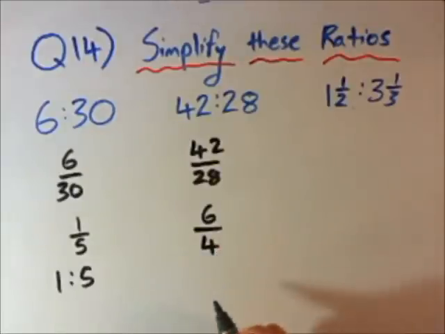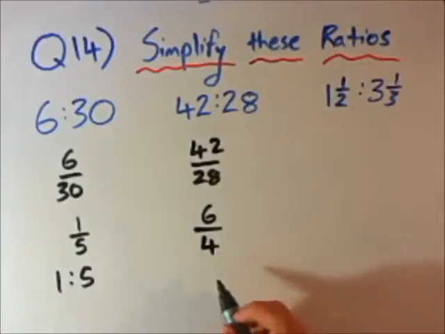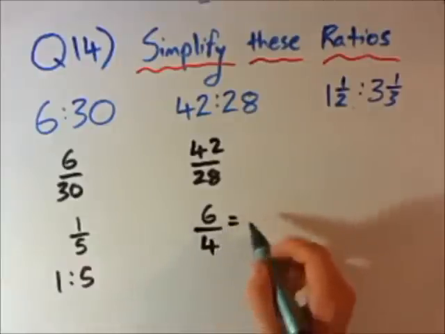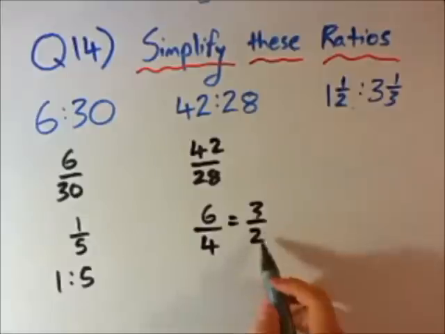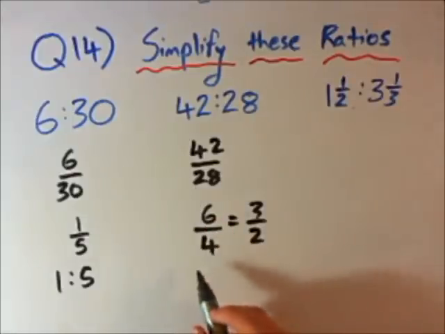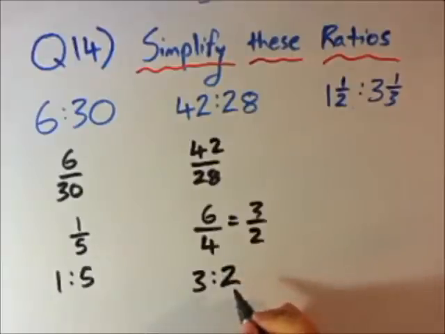Well, we're still not in simplest form. We can divide top and bottom by 2. Let's write it here. 6 divided by 2 is 3. 4 divided by 2 is 2. There we go. So now we're in simplest form. So we can simplify this ratio as 3 to 2.